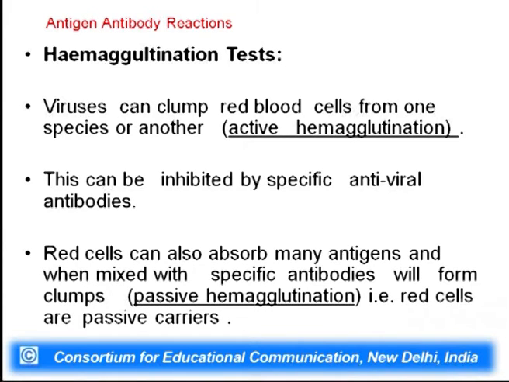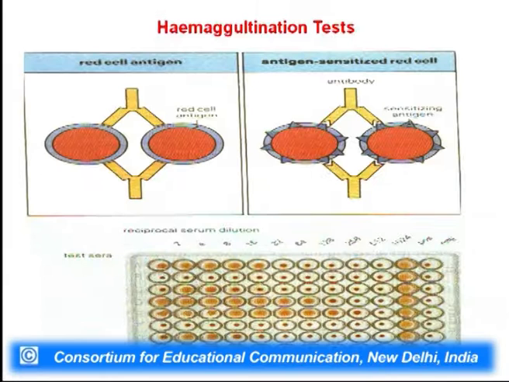This will also be called hemagglutination, but this is called passive hemagglutination. And these kinds of RBCs are called passive carriers. So that means if I want to do a hemagglutination test, I take the RBC, the antigen is present on the surface of the red blood cells, and these antigens are generally polysaccharides.